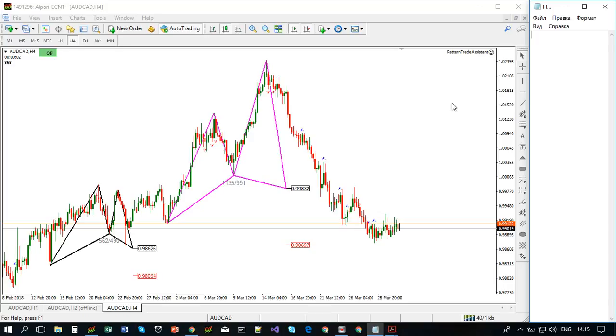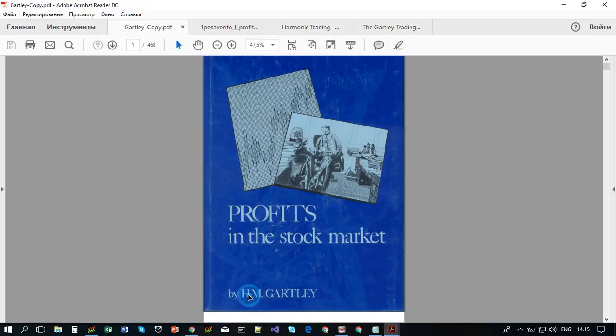So if you guys are new, I am a harmonic pattern trader and advanced pattern trader. And if you don't know what these patterns are, make sure that you first read these books. Let me show it to you.